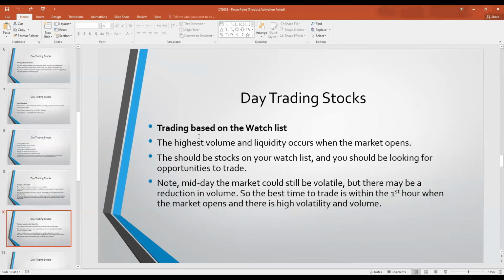Note that the most volatility tends to occur in the morning just after the market opens. In the middle of the day, from like 12, 1, 2, the market could still be volatile. However, there's reduced volume on the market. So the best time to trade is within the first hour when the market opens, when there's high volatility and high volume.